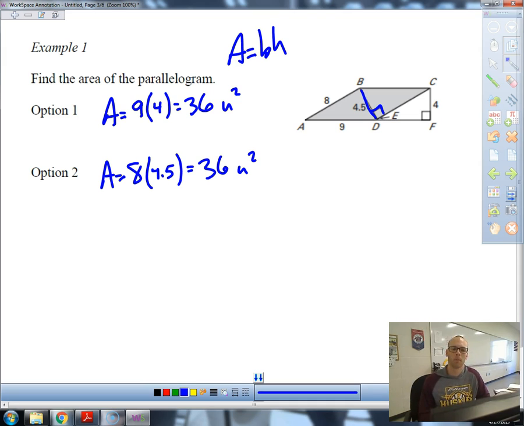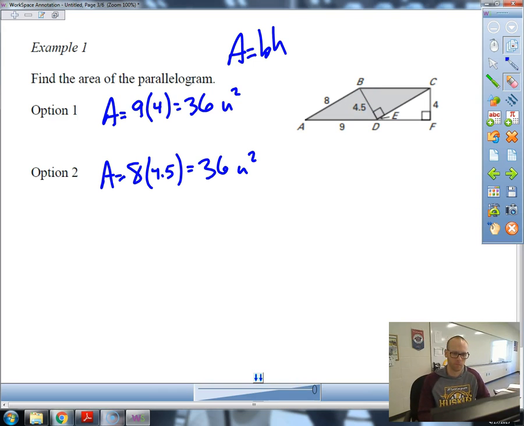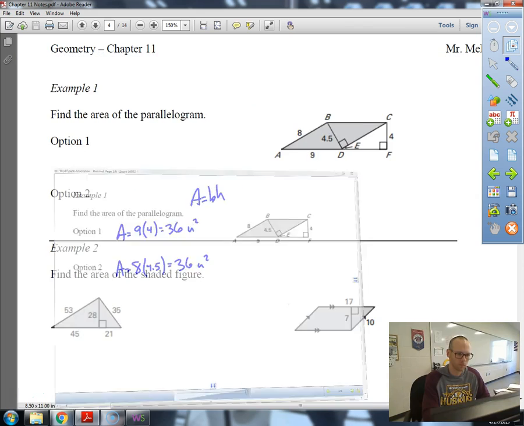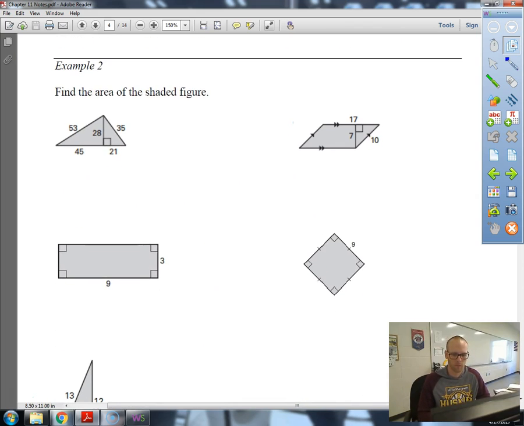Now, not every problem are you going to know the height either way. So sometimes you have to decide what do you know. For example, if this wasn't here, I would have to use option 2 to find the area. If this wasn't here, I would have to use option 1 to find the area. All right, several more areas that we're going to find.